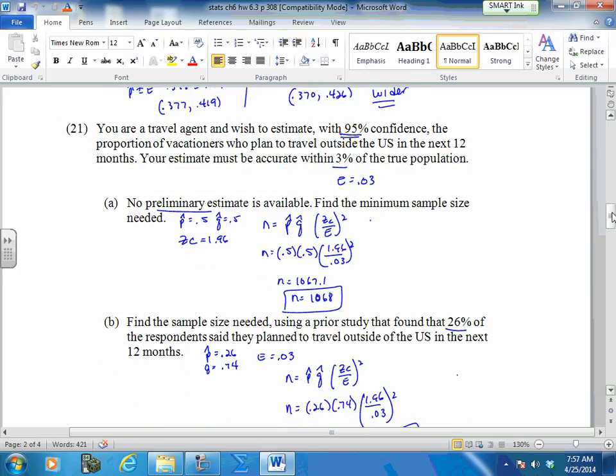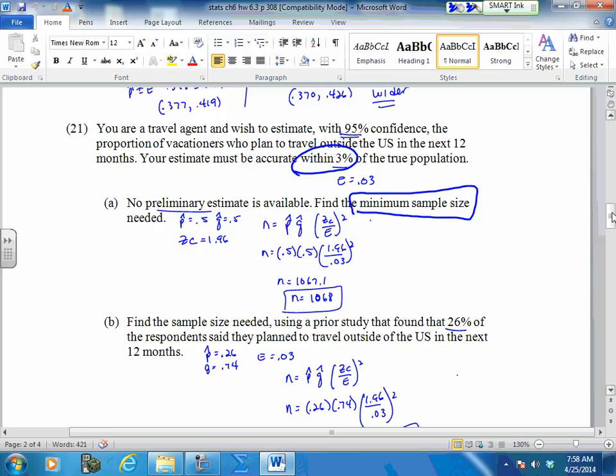All right. 21 says you're a travel agent and you wish to estimate within 95% confidence the proportion of vacationers who plan to travel outside of the United States in the next 12 months. You must be correct within 3%. Within. This is the key word, within. There's your margin of error. You need to find, this is what this is asking you.